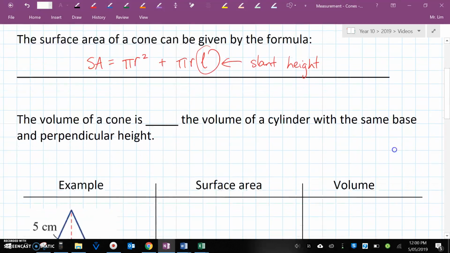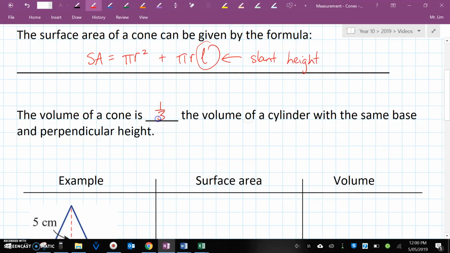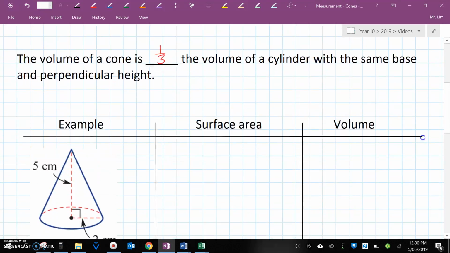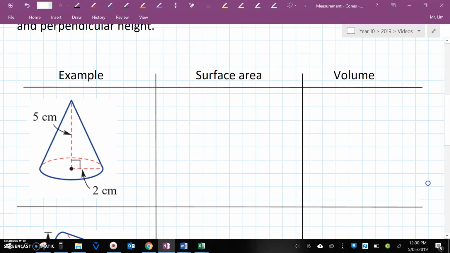The volume of a cone is 1/3 the volume of a cylinder with the same base and perpendicular height. Just like the pyramid is 1/3 the volume of a prism with the same base and perpendicular height. Okay? Let's have a look at a few examples.